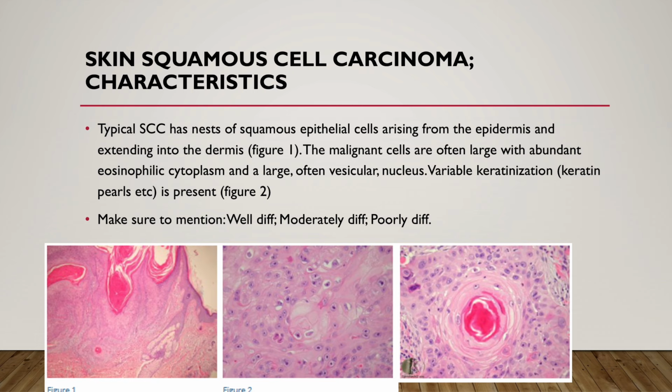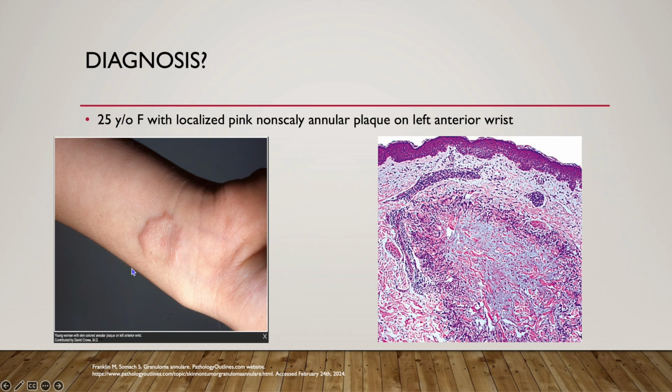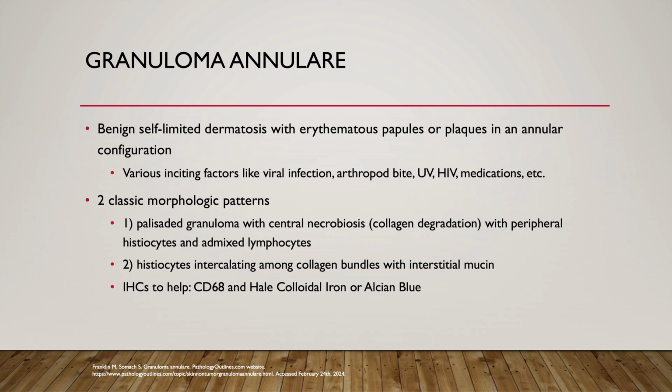Next case, we have a 25-year-old female with a localized pink non-scaly annular plaque on the left anterior wrist. Histologically, we see a granulomatous area with mucin without significant atypia. If we look closer, there will be histiocytes. Yes, this is granuloma annulare.